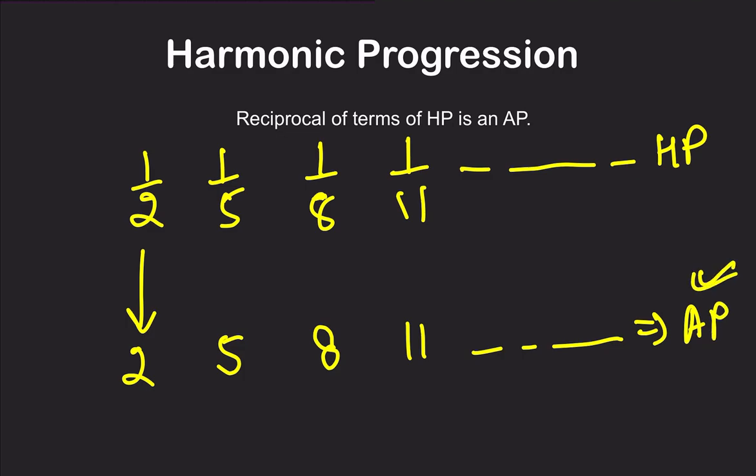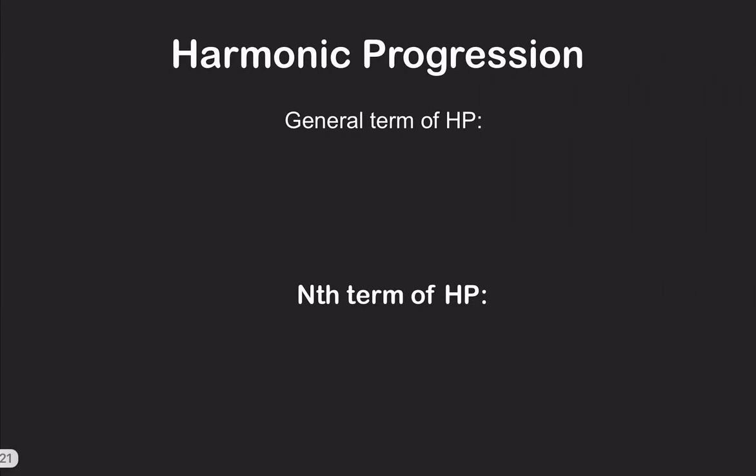So if this is an arithmetic progression series, this will automatically be a harmonic progression series. I hope this is clear. Moving on. What is the general term of a harmonic progression series?